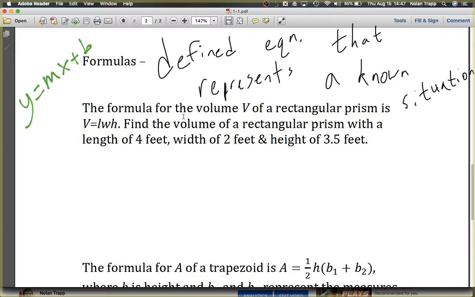So like the formula for the volume of a rectangular prism, we know it is that from geometry. Volume equals length times width times height. So all we have to do is plug in those values. So if we find the length, a width, and a height, we can just plug those values in to find the volume.